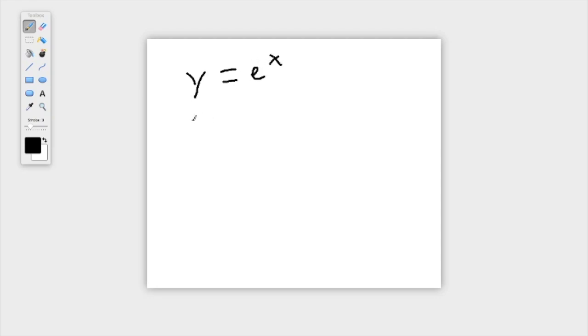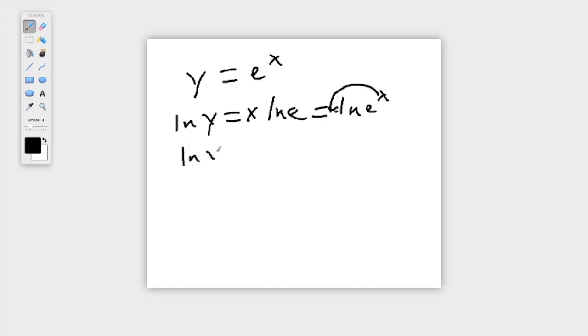I'm going to take the ln of both sides. And this is something we're going to use a lot in this unit. So ln e, which is the same thing as ln e to the x. I'm just bringing the exponent down to the coefficient. So this is the same thing as ln y equals x, because this is just 1.